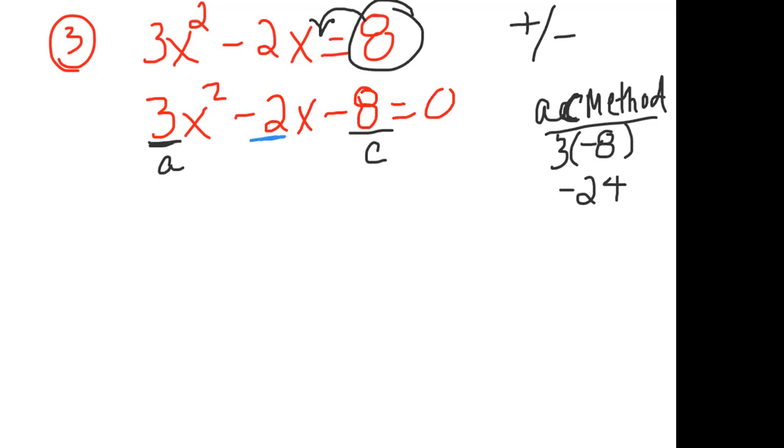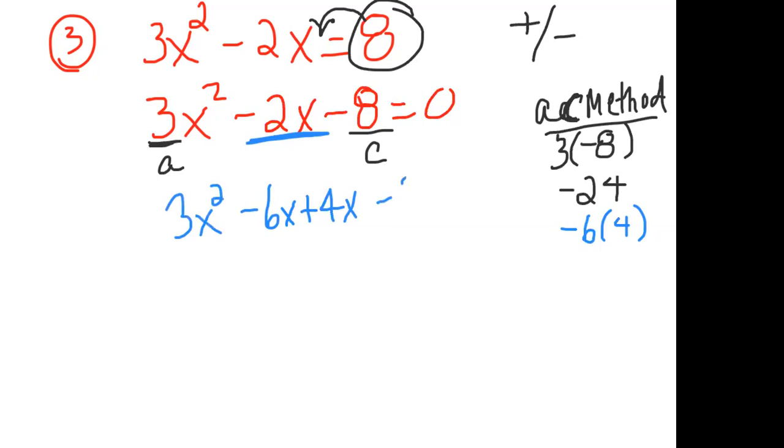What two numbers multiply to give me 24 and add to give me a -2? So this one right here, guys, will be -6 and 4. So what I'm going to do is take that -2x and split it up into -6x plus 4x. So there are those two factors. And then I'm going to bring down the 3x squared as well as the -8.